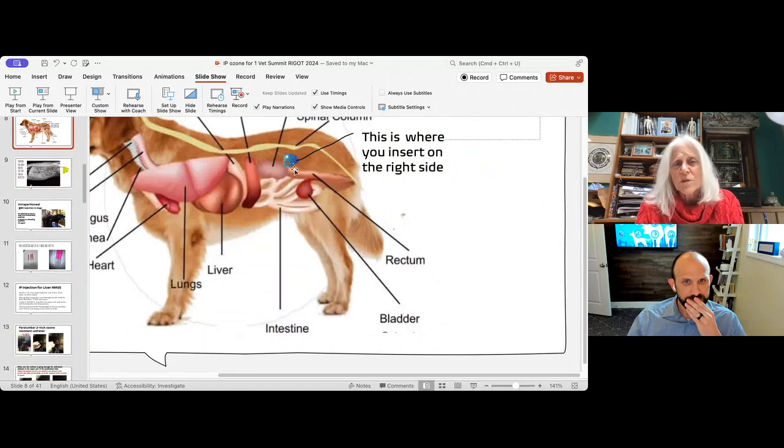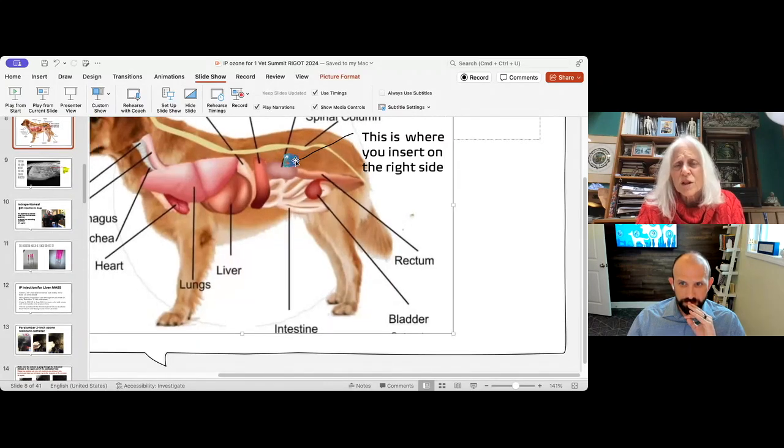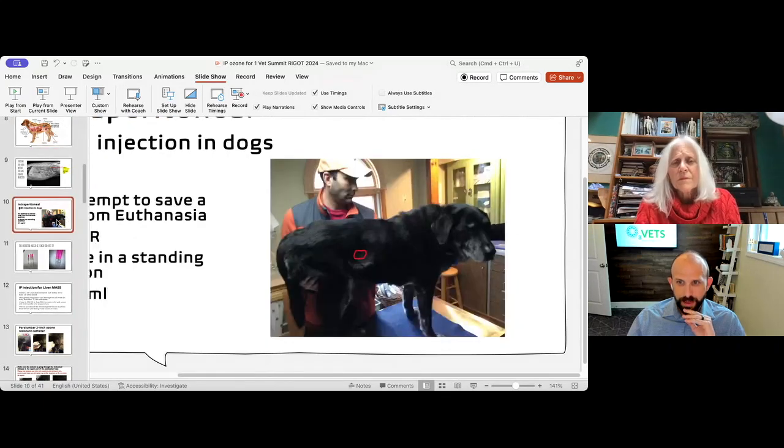Again, I do it on the right side. This was only a left side picture. So it's just trying to stay right in front of the leg. You don't want to go as far back as where your kidney would be. You're just going to be right in that middle section. Okay. We only have time for maybe one more question here.